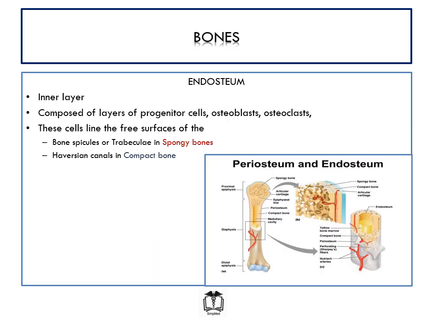The last layer of the bone is known as the inner layer, the endosteum. It is composed of the progenitor cells, the osteoblasts, the osteoclasts, and the bone lining cells, as mentioned. These cells tend to line the free surface of the spongy bone. They line the trabeculae, and they line the Haversian canal of the compact bone. As a result, they are found in the innermost aspect of the bone.